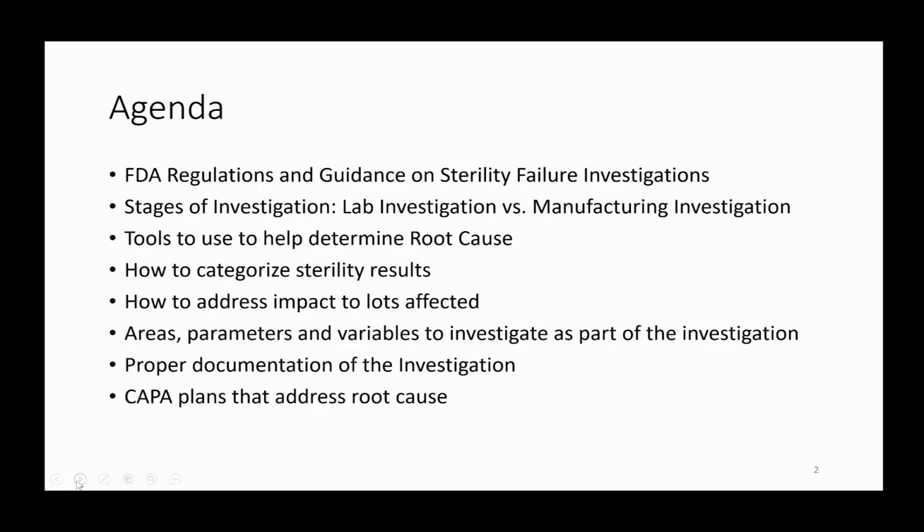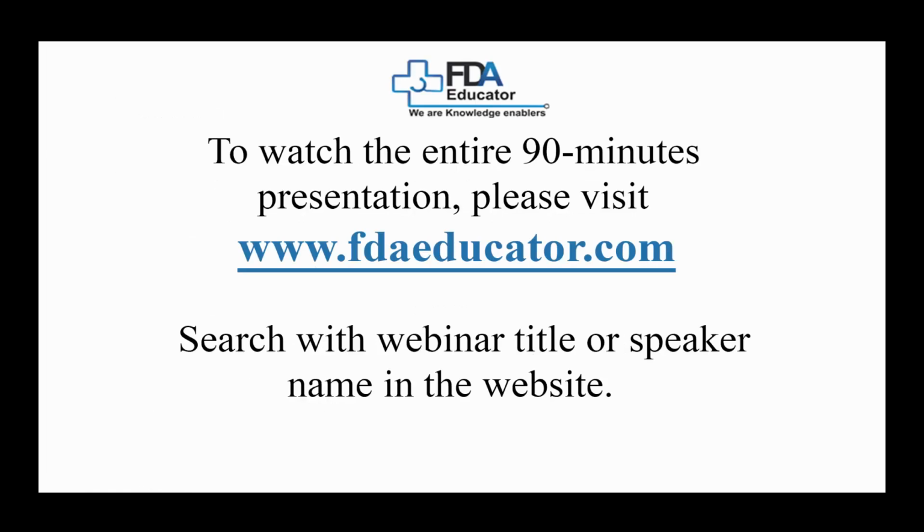We'll also step through how to categorize your sterility results and how to address any of the lots that are affected, what impact the sterility failure has on those. We'll also step through areas, parameters, and variables to investigate. There's always a lot of different things that need to be looked at through a sterility investigation, how to document them, and then how to create your corrective and preventative action plan that actually addresses the root cause.